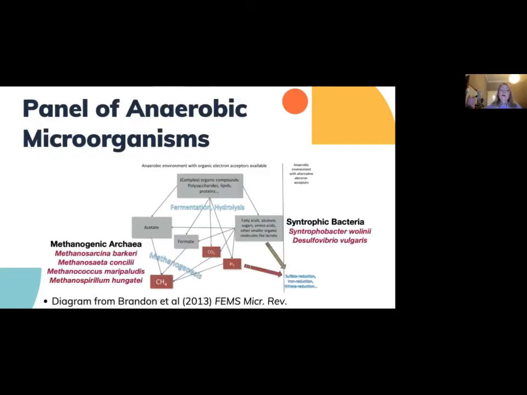So I grew a panel of anaerobic microorganisms. I've added one or two more methanogens to this, but really we wanted to get a feel for how many of these organisms might grow and in what kind of devices. We also looked at syntrophic bacteria, such as Syntrophobacter wolinii or Desulfovibrio vulgaris, though we didn't carry out any co-culture experiments in the end.